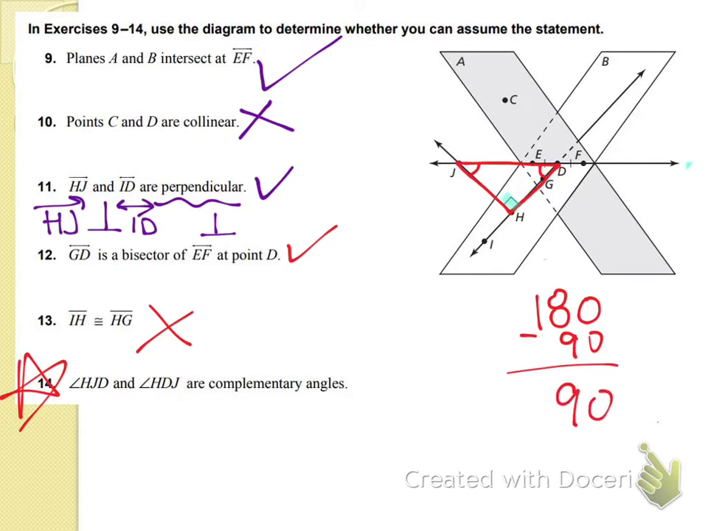So how much is left for the other two angles? 90. We don't know if they're 45, 45. We just know that there's 90 between the two of them. What does complementary mean? They add up and equal 90. So do the remaining angles add up and equal 90? Yes. Yes, they have to. Because there's 180 degrees, 90 of it's taken, there's 90 left for these two. Okay, so this one would be a yes.